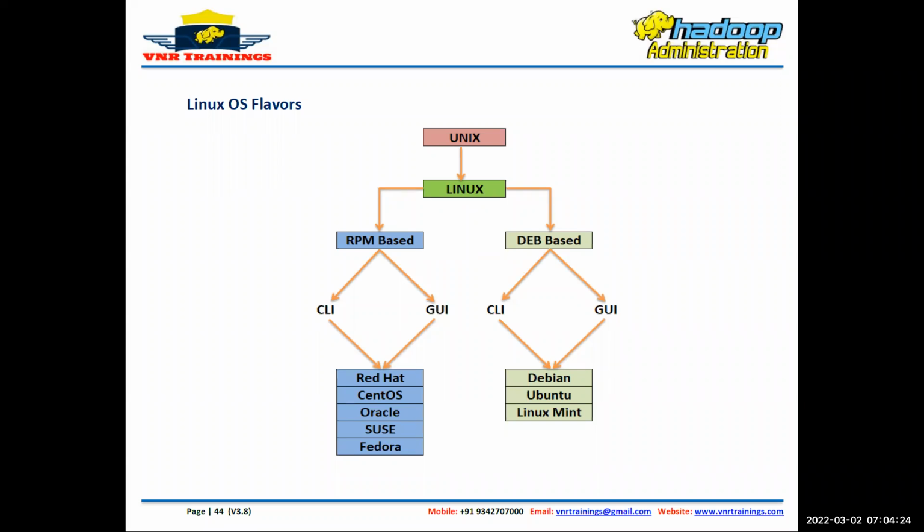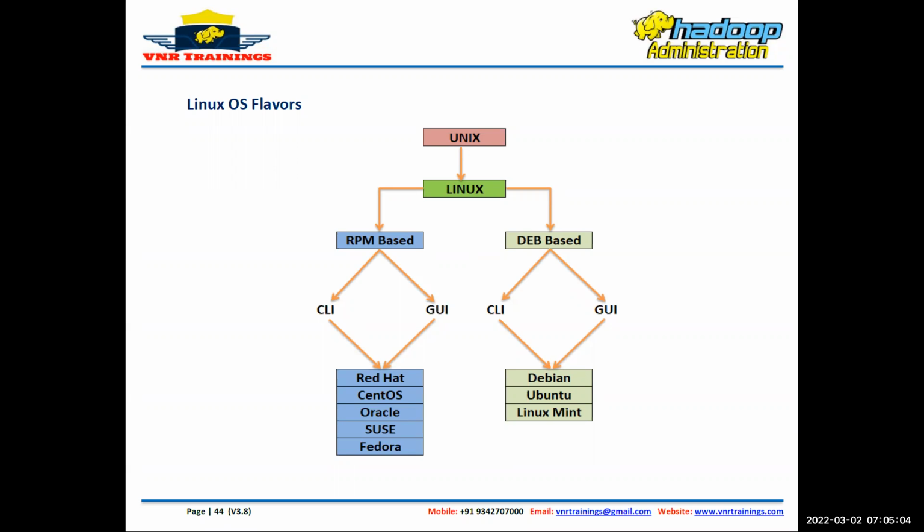Normally in real time, most of the people will use RPM based Linux, not Debian based Linux. Yes, there are people who use even Debian based Linux also, but majorly they use RPM based Linux. In RPM based Linux also, there are different companies providing it. One of the most commonly known is Red Hat and CentOS. Red Hat and CentOS are from the same company, kind of subsidiaries actually.